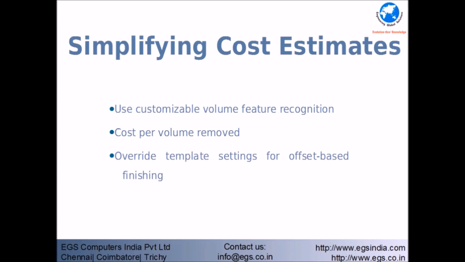Simplifying cost estimates. You can estimate the cost of machined parts relying on the selected template only for material selection. To simplify the cost estimate based on machining options and calculate the cost of removed material, use customizable volume feature recognition, cost per volume removed, and override template settings for offset based finishing.